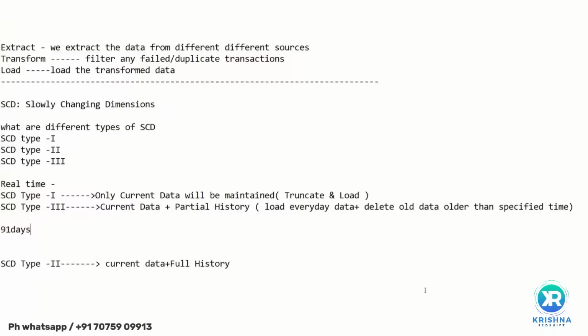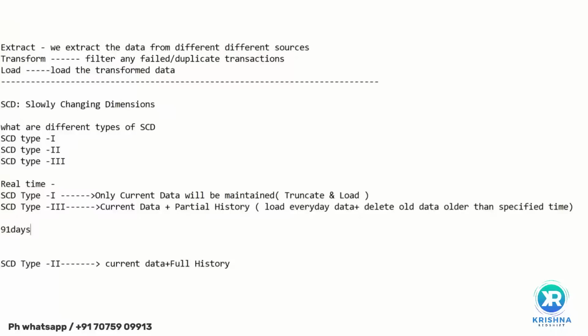For example, today is November 23. So August, September, October, November. Yeah, September 23 till today is 90 days. So tomorrow the September 23 data will be deleted. Day after tomorrow, September 24 data will be deleted. Like that, every day it will have only 90 days of data.